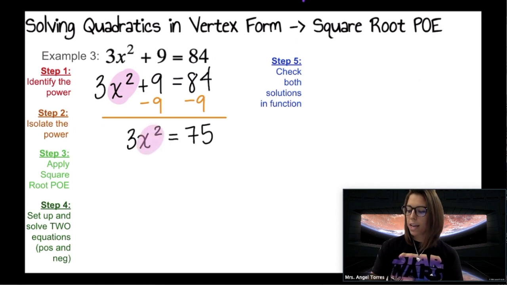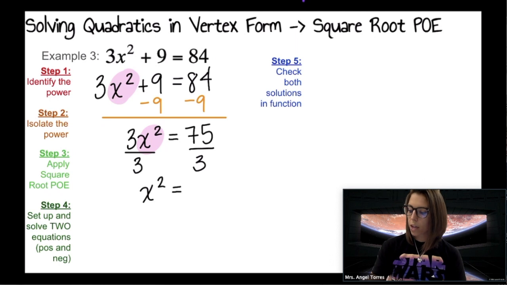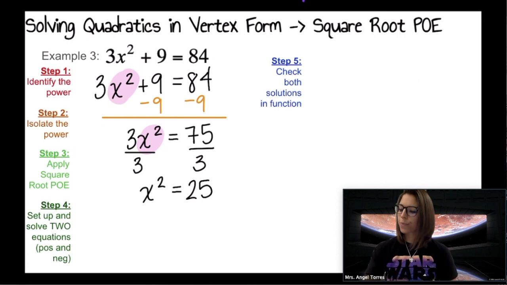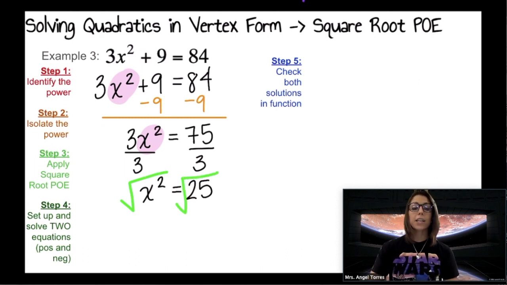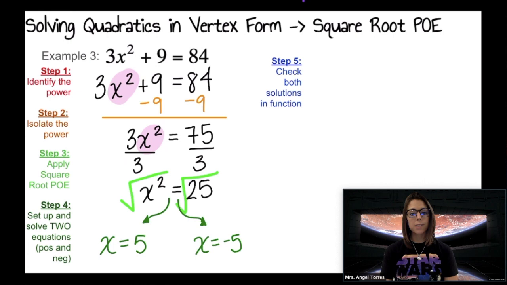The power is still not fully isolated. So from here, I will apply the division property of equality. And now I'm left with x squared equals 25. The power has now been isolated. So how do we undo a square? We apply the square root property of equality. And 25 has two square roots. One of them is positive 5, and the other negative 5, which means we have two solutions to check.